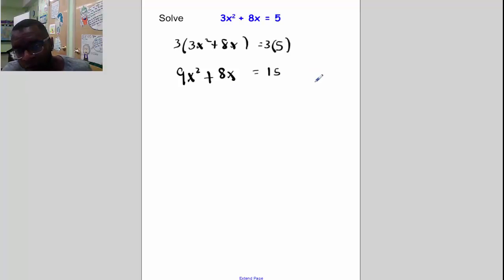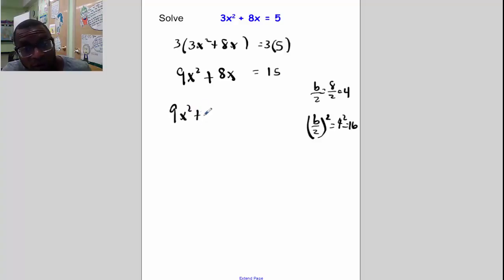So I'm going to have b/2, which is going to be 8/2, which is 4, and then I want to square that value. So I'm going to have 4 squared, which is 16. Okay, so I need a value of 16 to make this a perfect square trinomial. So I'm going to have 9x squared plus 8x plus 16, and I'm also going to add that 16 to the right-hand side. Okay, and so when I factor this, I get 3x plus 4 squared is equal to 31.